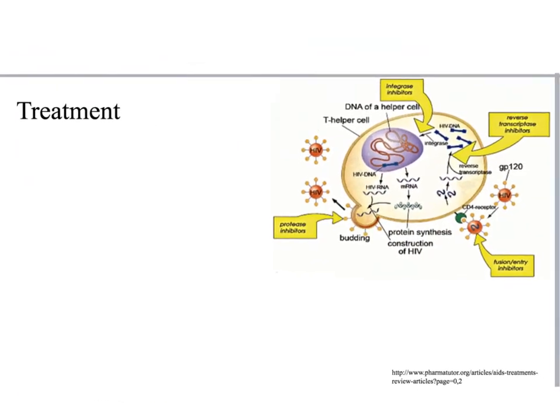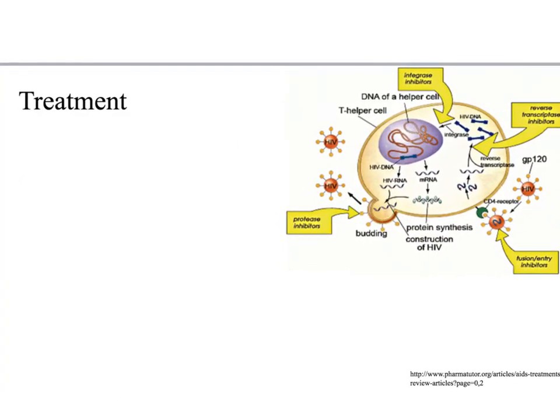All right, let's talk a little bit about the drugs that we have to treat HIV. They all target the enzymes necessary for viral replication. Okay, and typically a patient is given what we call the AIDS cocktail, so usually 3 or more drugs at once.